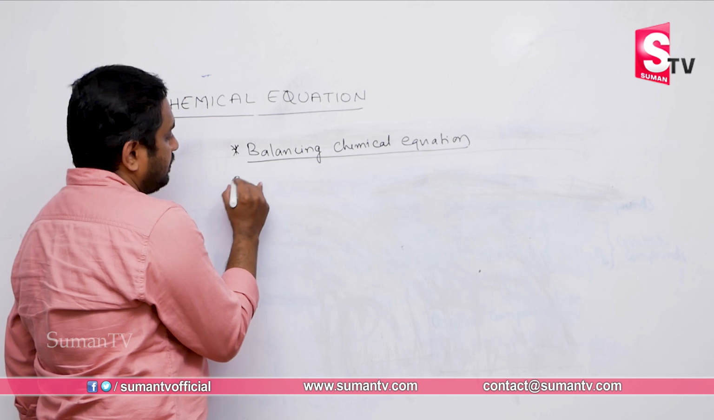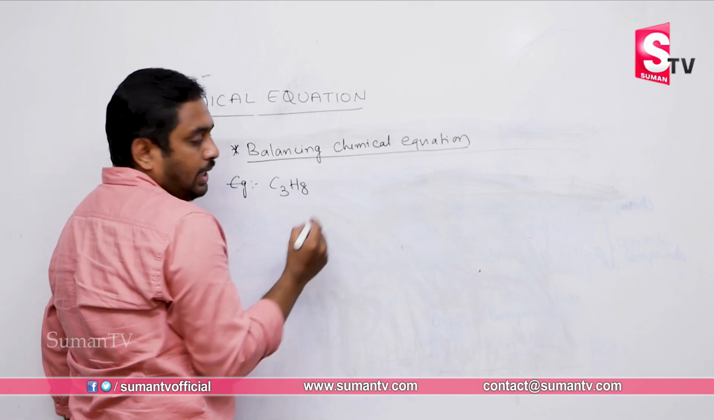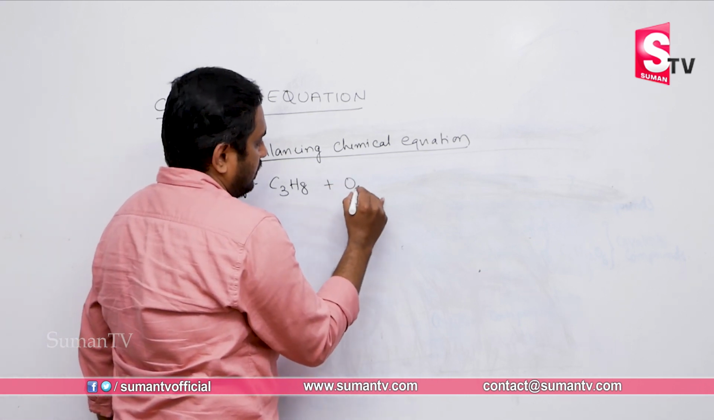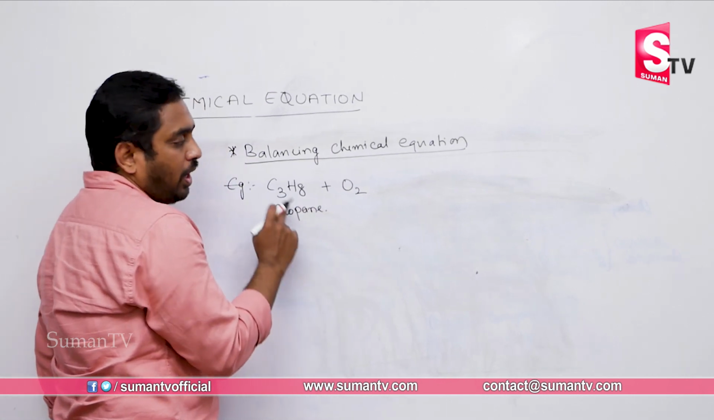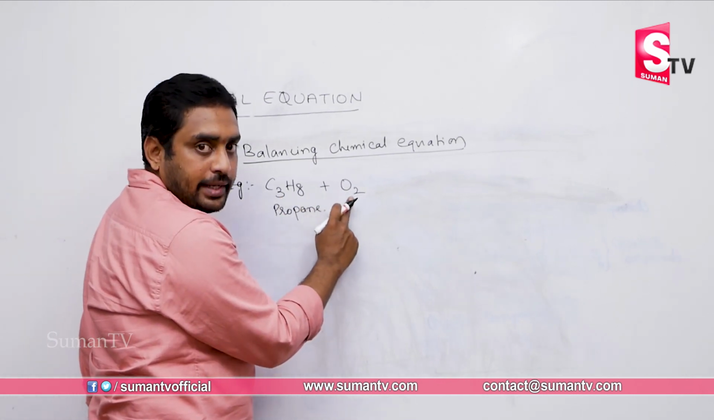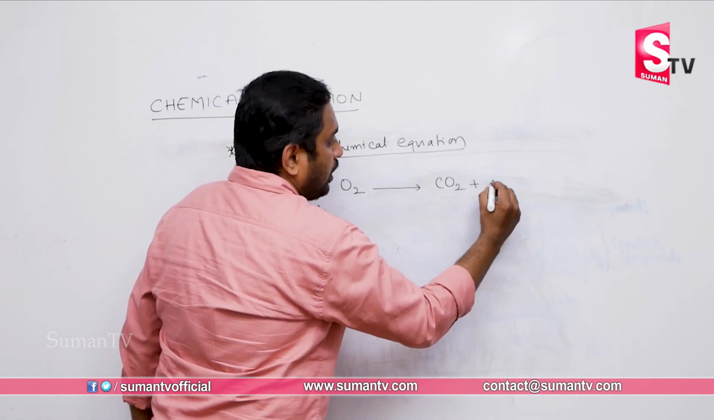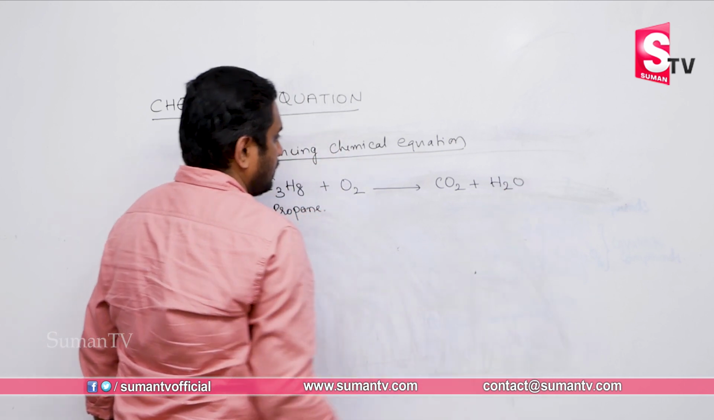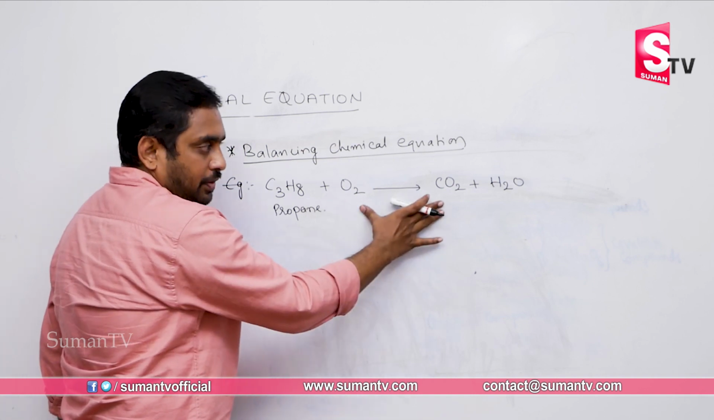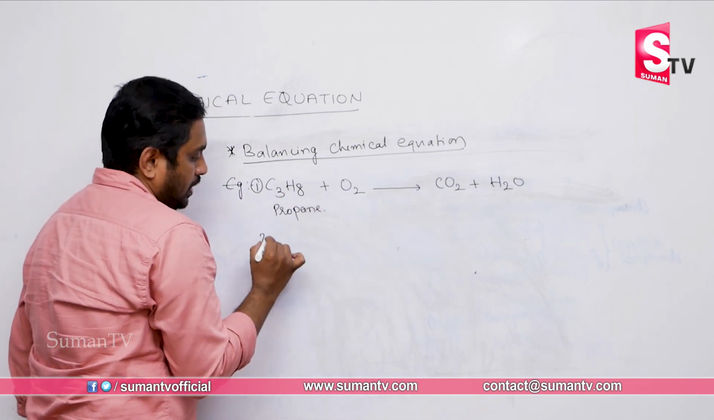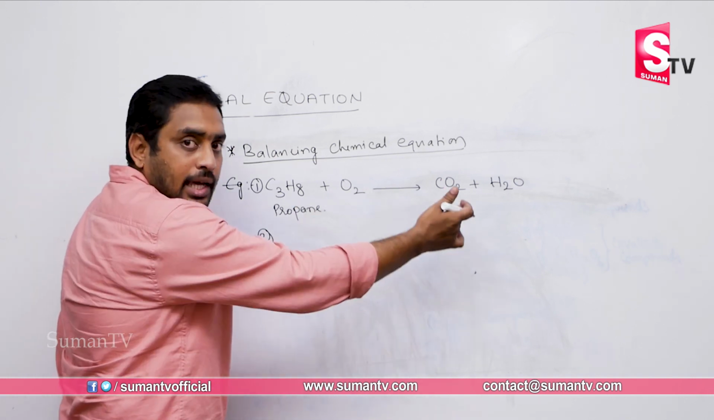Second example. C3H8, the propane molecule, reacts with dioxygen. It gives carbon dioxide plus water. This is a chemical equation. Write the chemical equation, first step. For the second step, balance the number of atoms in left hand side and right hand side.